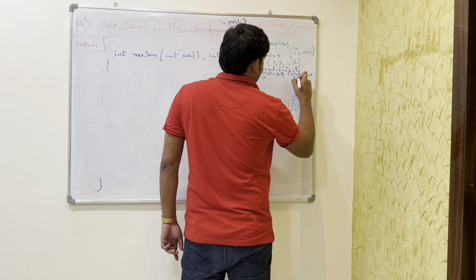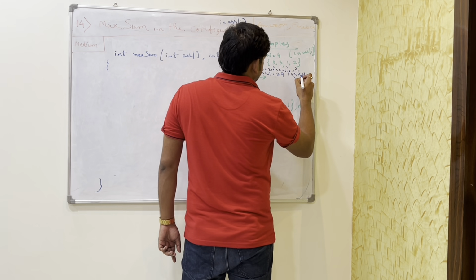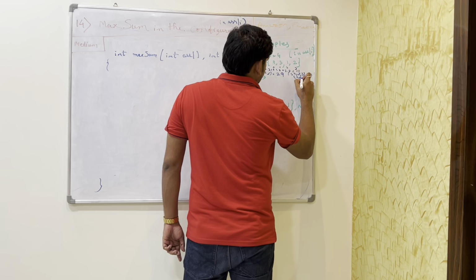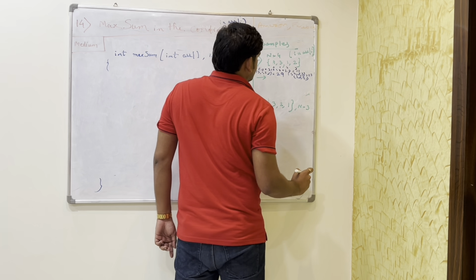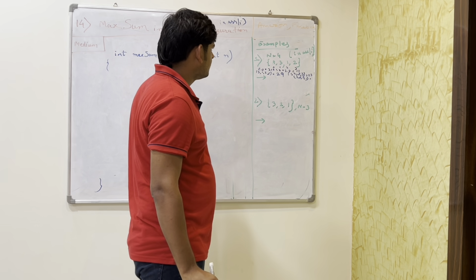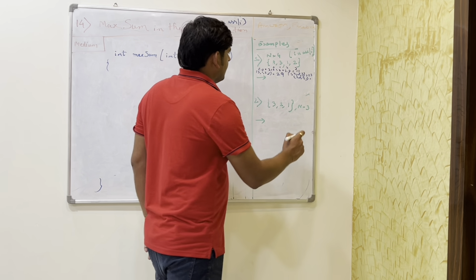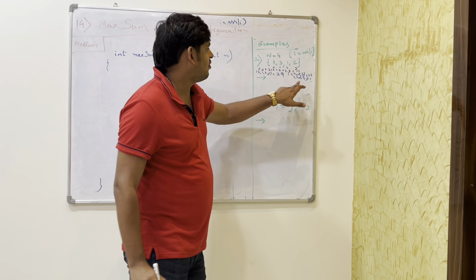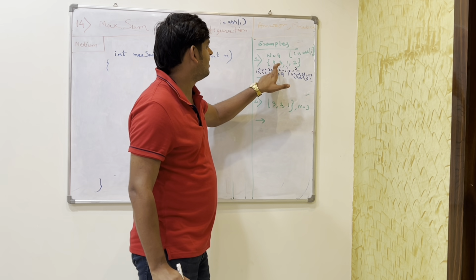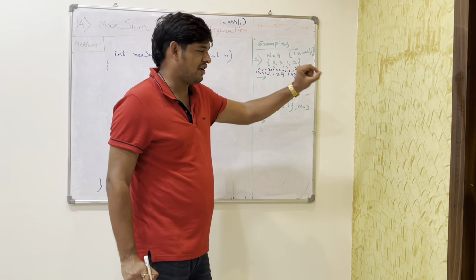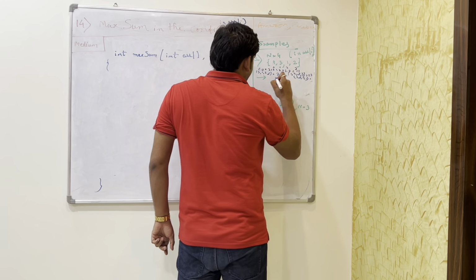And again, if we rotate it, then it would become 2, 8, 3, 1. These would be the elements, and the sum would be something. But here we can easily see the sum would be maximum when the 8 is at the last index, because at the last index the index value is maximum. So the answer to this question is 29.